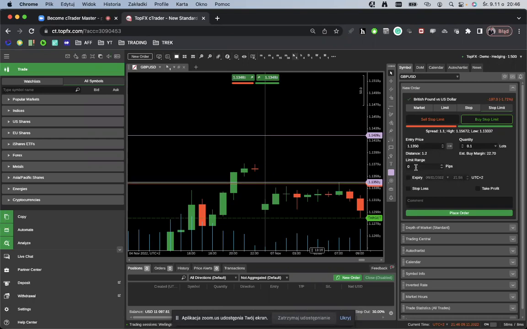Limit range is the amount of pips from the entry price within which you want this order to be filled. So that's your limit. Let's say you want this order to be filled only 2 pips away from the entry price. So you will be filled for sure. It's guaranteed. You will be filled on 1.1350, 1.1351, and 1.1352. You will not be filled at 1.1353 because it's out of the limit range. In that situation your order will not be activated for sure.